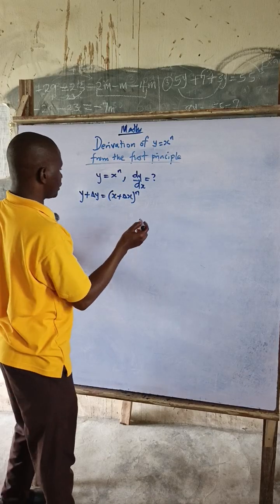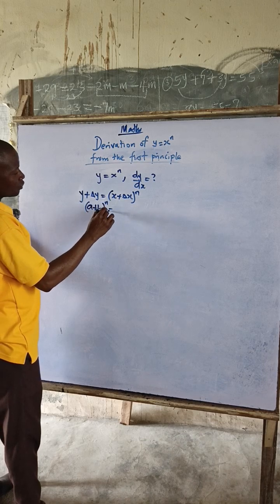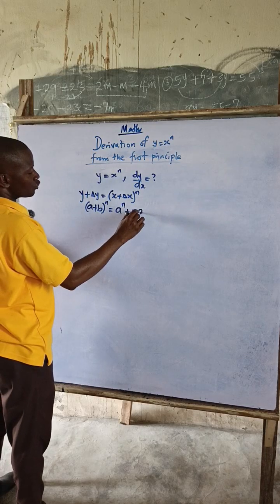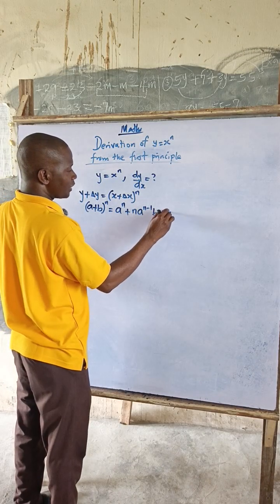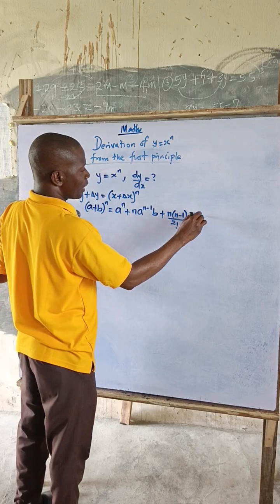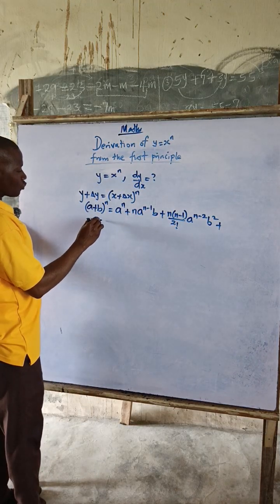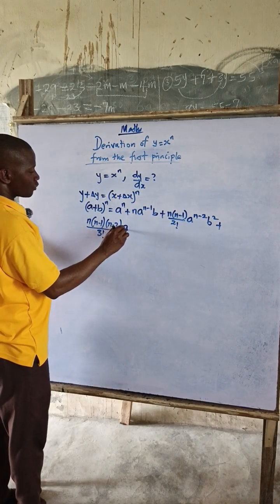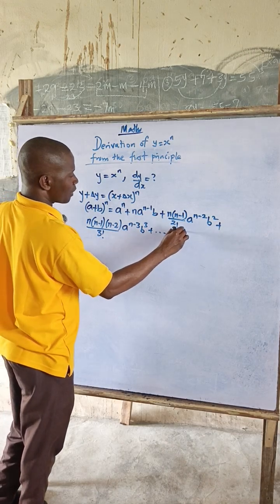So we are using this: given that (a plus b) raised to power n equals a formula: a raised to power n, plus n a raised to power n minus 1 b divided by 1 factorial, plus n into n minus 1 divided by 2 factorial, a raised to power n minus 2, b raised to power 2, plus n into n minus 1 into n minus 2 divided by 3 factorial, a raised to power n minus 3, b raised to power 3, plus up to the last term, which will be b raised to power n.